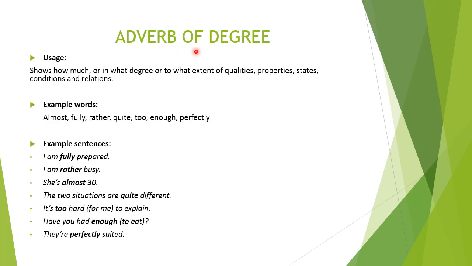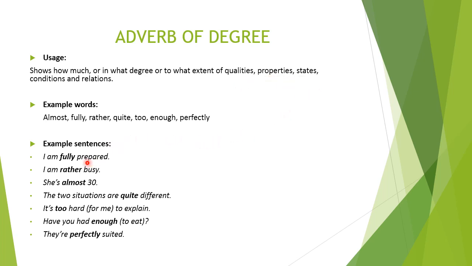Adverb of degree. This is the last one. It shows how much, or in what degree, or to what extent, of qualities, properties, states, conditions and relations. Clear? Example words: almost, fully, rather, quite, too, enough, perfectly. So it tells to what extent of qualities, properties, states.